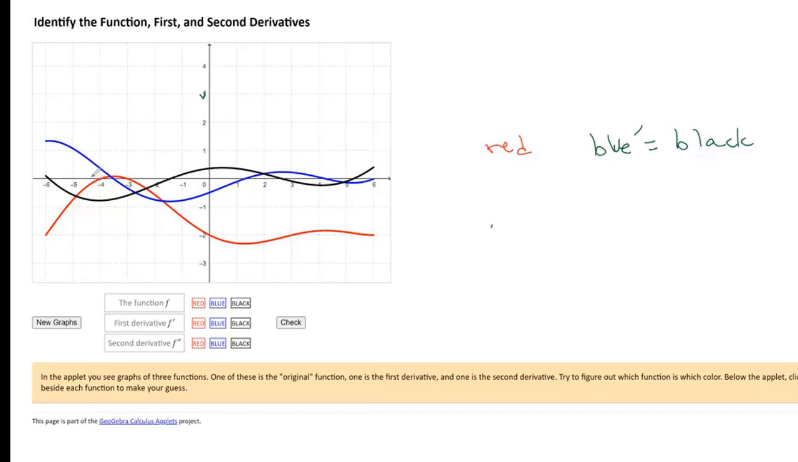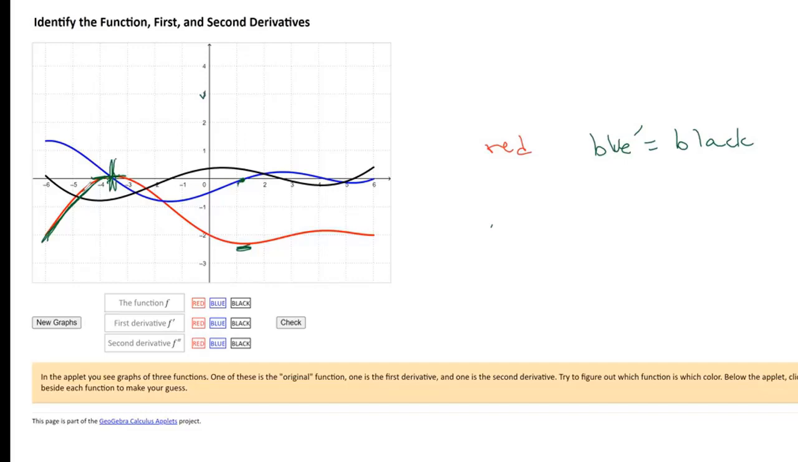So we have a maximum at this point here, and we're saying the derivative of that should be blue, and blue has a 0 there. We have a minimum right around here, and blue has a 0 there. Perfect. And we can continue to think about all these different things. So red is increasing to here. That means blue should be positive, and it is. From here to here, blue is positive because it's above the x-axis.